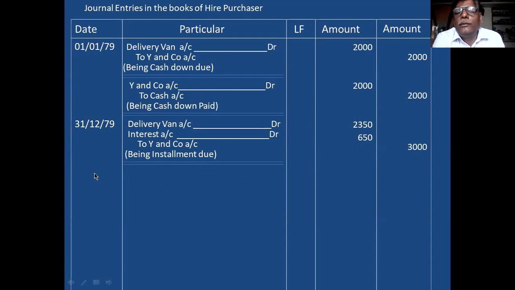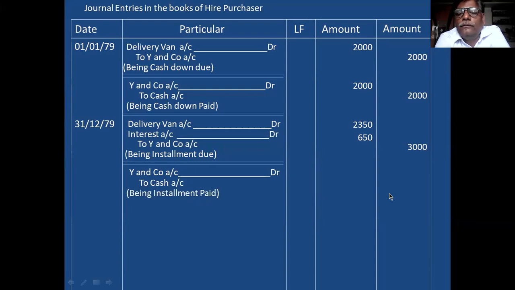Then for making payment of installment, if installment is paid, asset decreases, liability decreases. Means cash decreases, creditor decreases. Therefore, debit decrease in liability, credit decrease in asset. Y company account debtor to cash account, being installment paid. 3000, 3000. Installment paid. Cash down 2 entries, installment 2 entries.